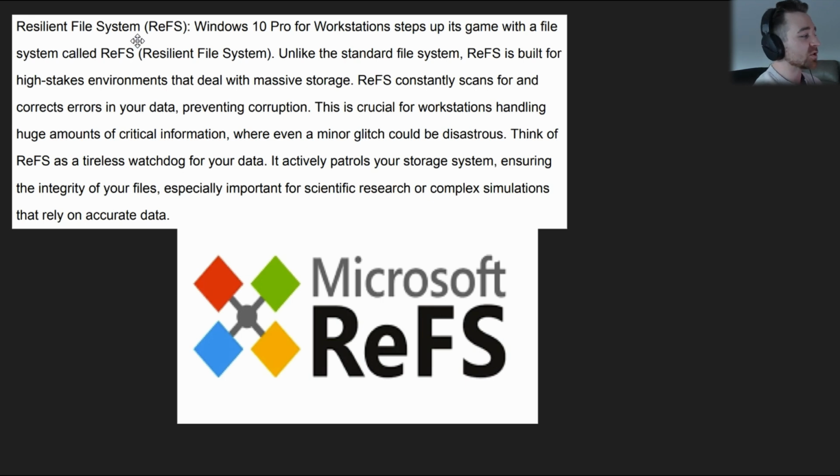Now, again, it also has Resilient File System. So Windows 10 Pro for Workstations has Resilient File System, which unlike the standard file system is built for high stakes environments that deal with massive storage. This file system constantly scans for and corrects errors in your data, preventing corruption. So as you can imagine, it's crucial for workstations handling huge amounts of critical information where even a minor glitch could be disastrous.